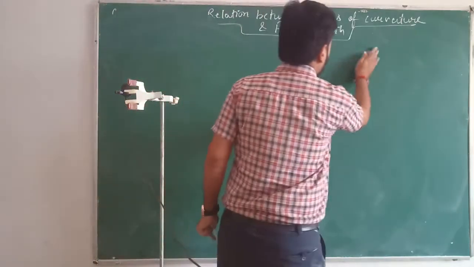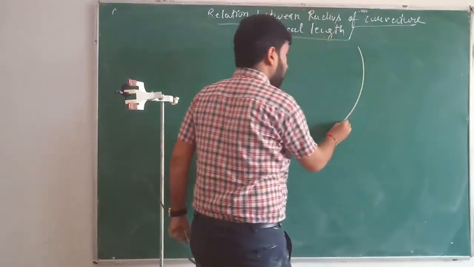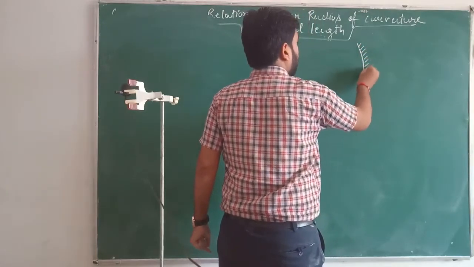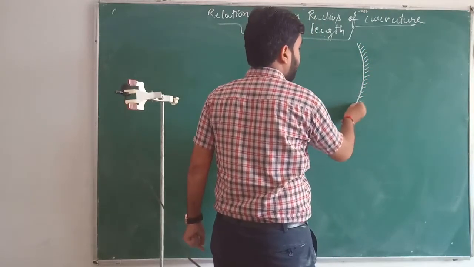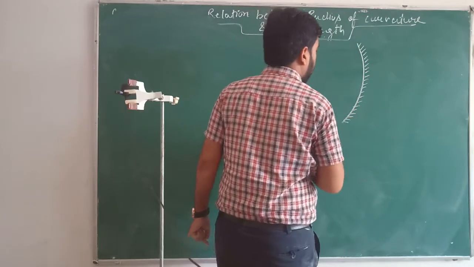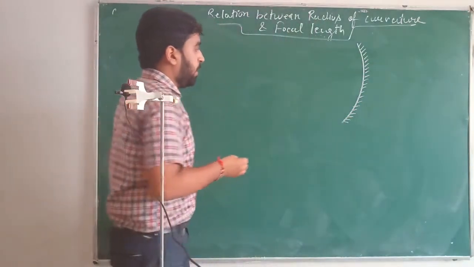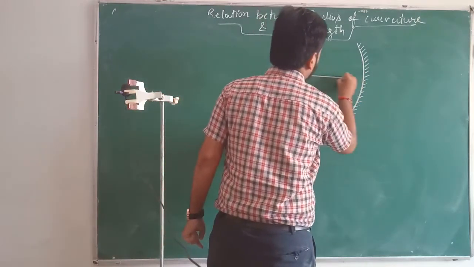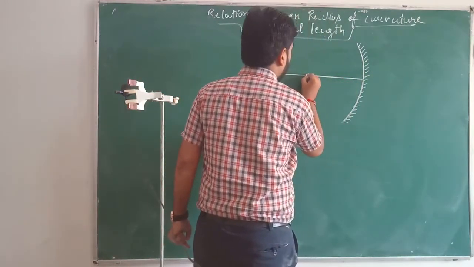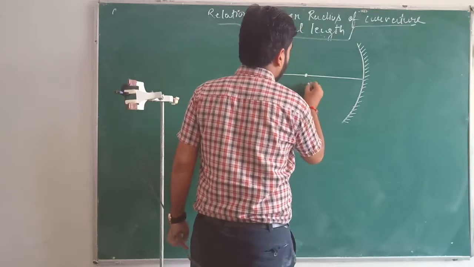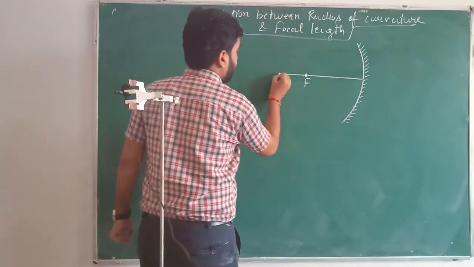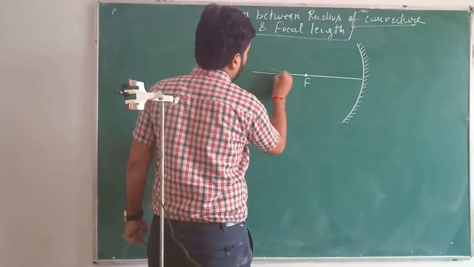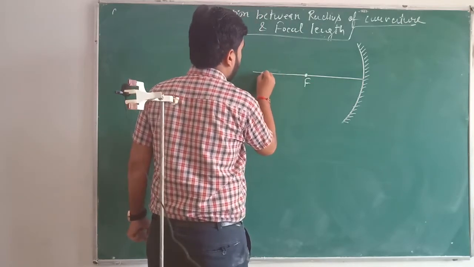So let us take first a concave mirror. One concave mirror I have considered, and this is of a small aperture, and suppose this is the point and this is going to be the focal point and center of curvature. Here somewhere will be its center of curvature.